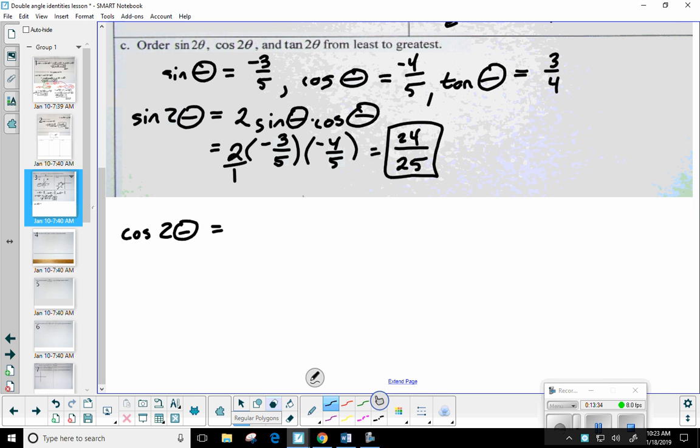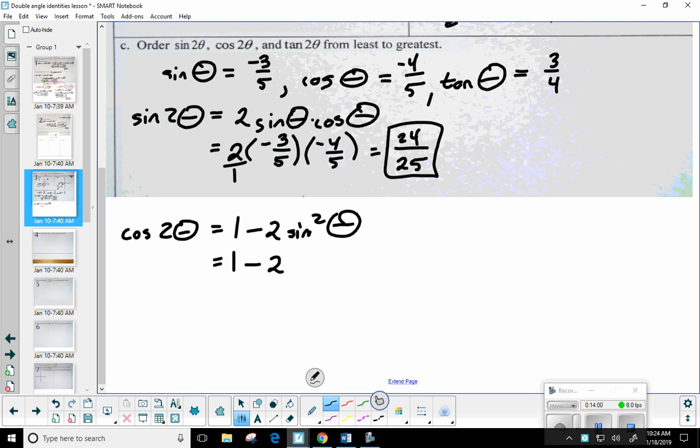How many people had that right? Okay, good. There are 3 to choose from. Shayna, which one would you like me to use? Let's go with Alex. Which of the 3 identities for cosine 2 theta would you like? 1 minus 2 sine squared? Okay, so 1 minus 2 sine squared of theta.